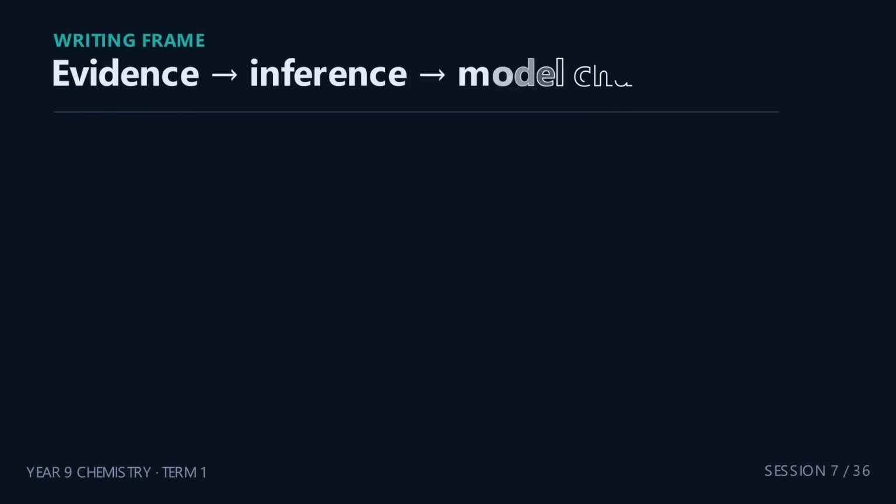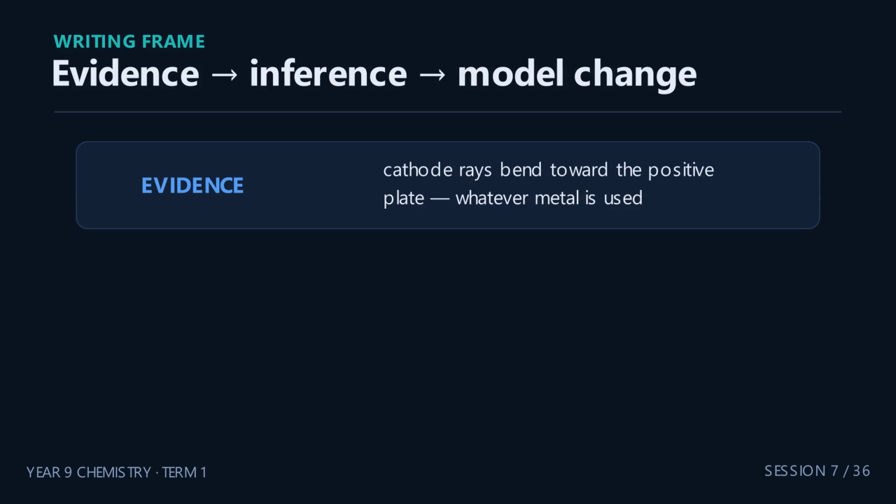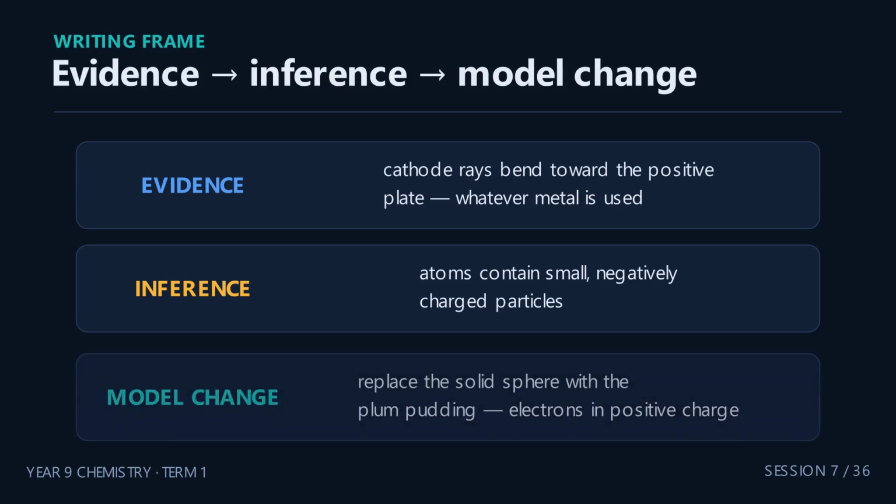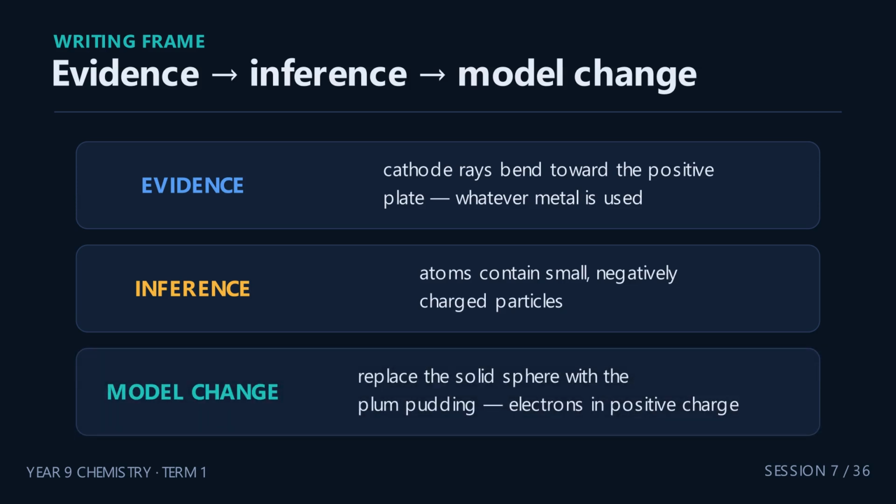Here is a writing frame you can reuse in any answer about scientific models. Evidence. Cathode rays bend toward the positive plate, whatever metal is used. Inference. Atoms contain small, negatively charged particles. Model change. Replace the indivisible sphere with the plum pudding model: electrons embedded in positive charge. Evidence, inference, model change. 3 sentences, full marks.